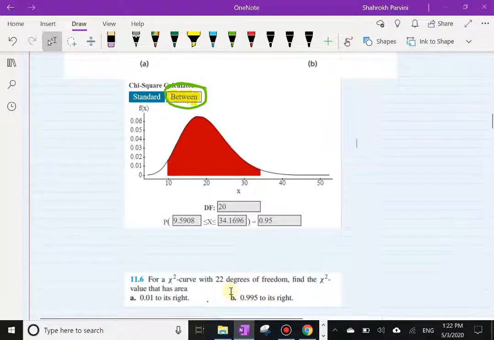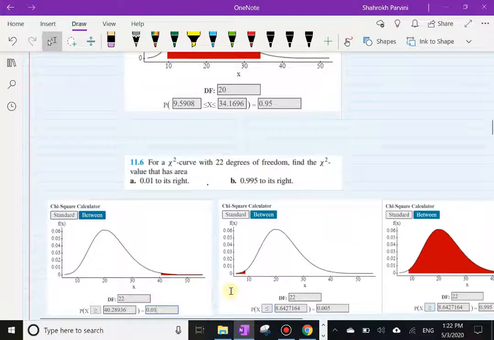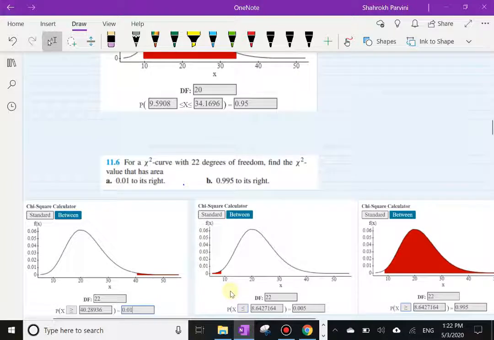Okay, so 22 degrees of freedom, and this is what I've done. Again, I just went to the chi-square option in StatCrunch, and that's how I got these numbers. So part A, 0.1 to the right, 22 degrees of freedom. I typed in 22, put in 0.1 to the right, and made sure this is greater than, which means right tail. And here's the answer, 40.